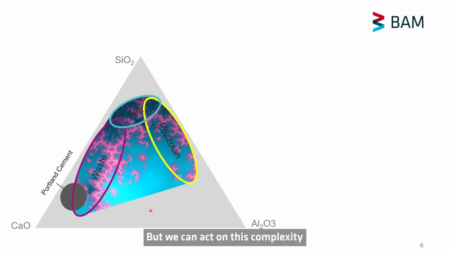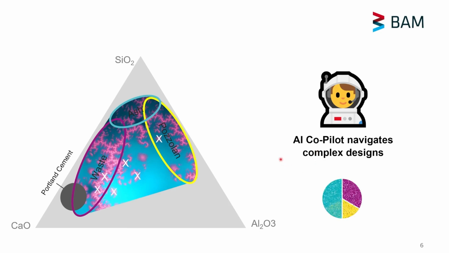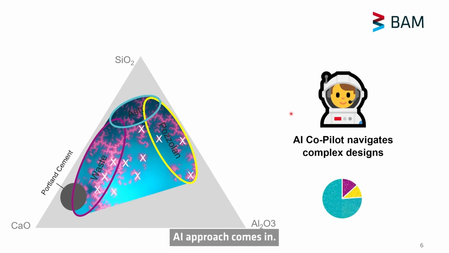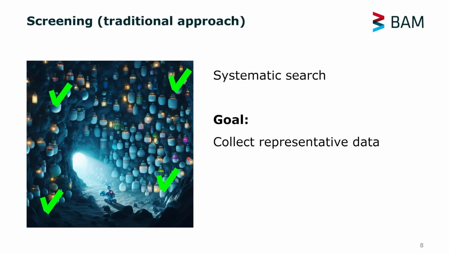But we can act on this complexity by combining various precursors with each other, and then find materials in this combined design space which fulfill the requirements we have. And this is where the AI approach comes in. The AI's purpose is to navigate towards these materials as quickly and as effectively as possible. But how does it work? The challenge lies in navigating these complexities.